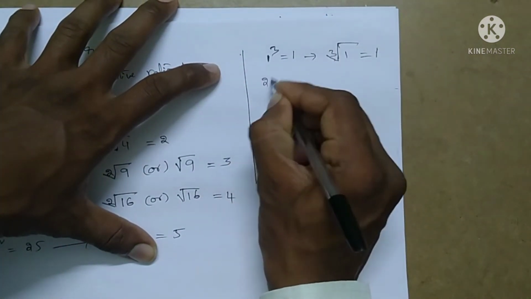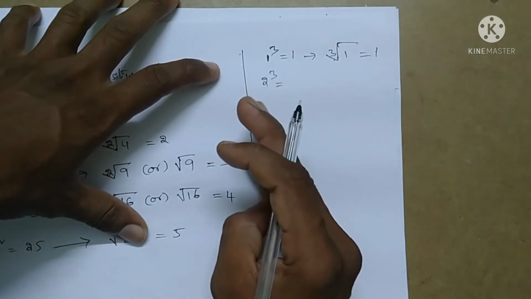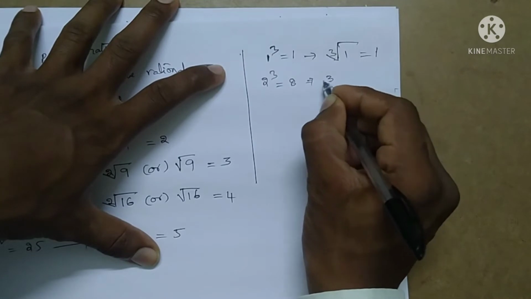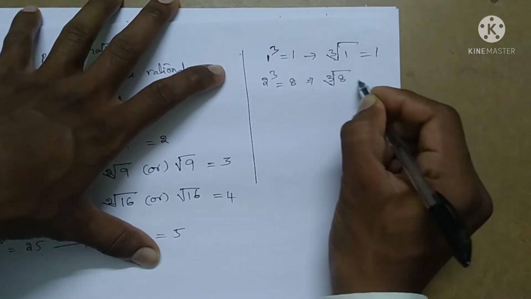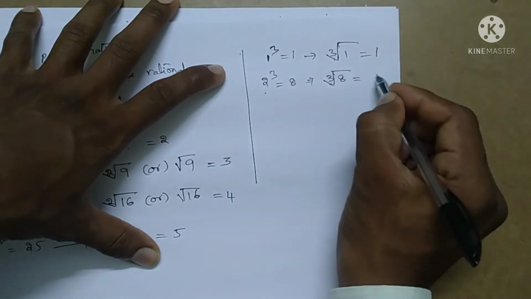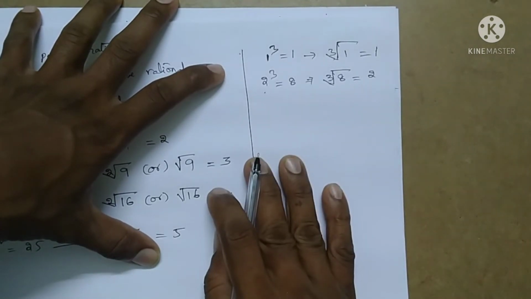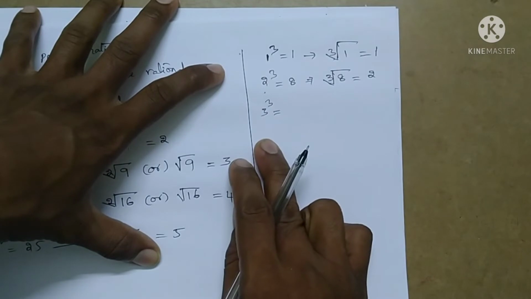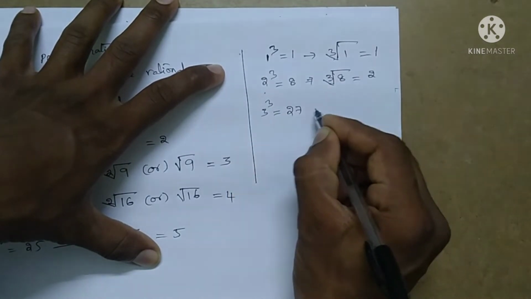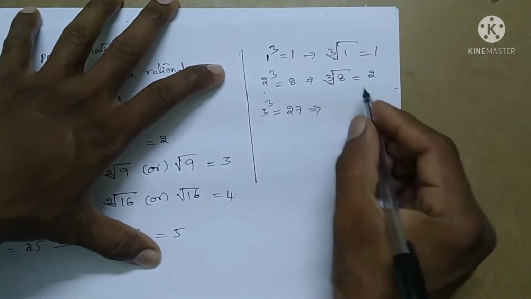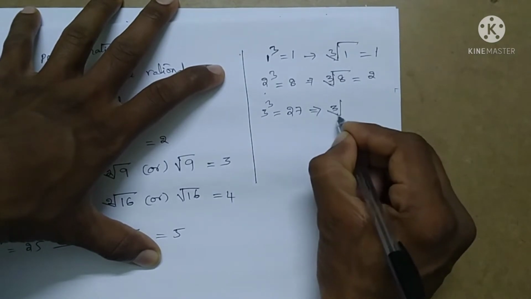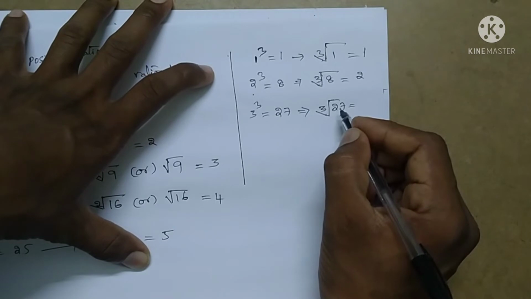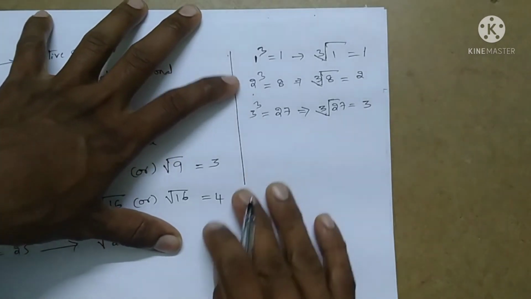So here 2 cube, what is the result? 2 2s are 4, 4 2s are 8, right? So third root of 8 is equal to 2, right? Next one, 3 cube, 3 3s are 9, 9 3s are 27. 27 means third root of 27 is equal to 3.